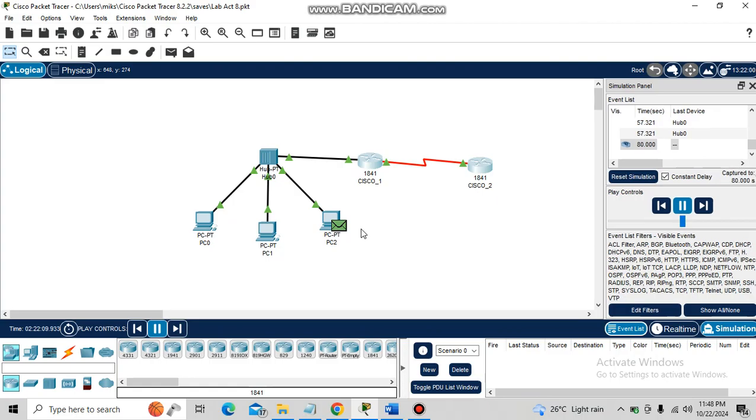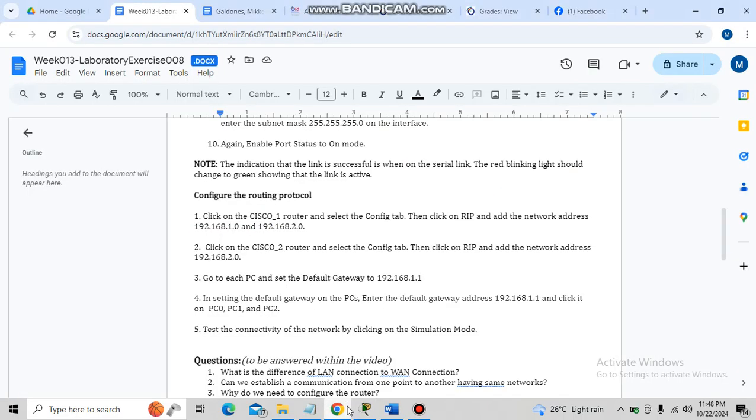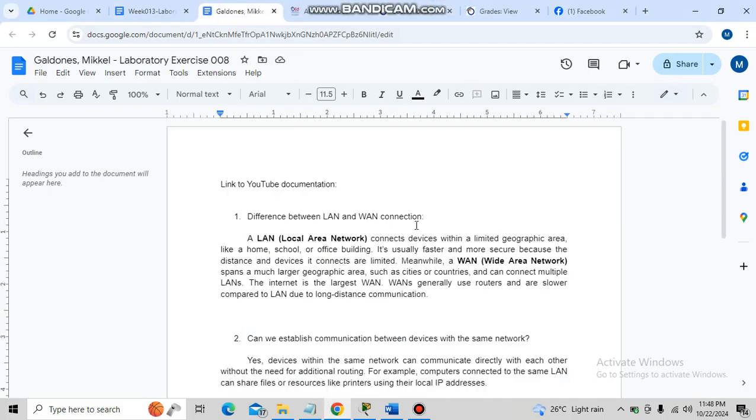All right. So I believe that is enough of the simulation, and let us go to the questions for the evaluation of our network. So the first question is the difference between a LAN and a WAN connection.